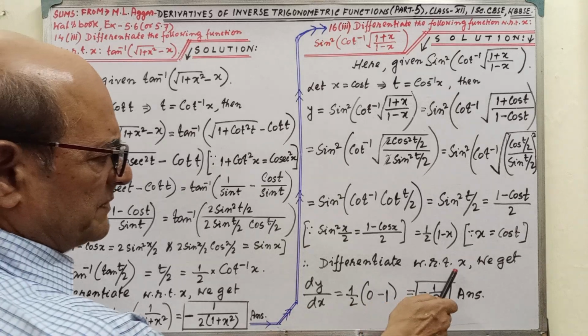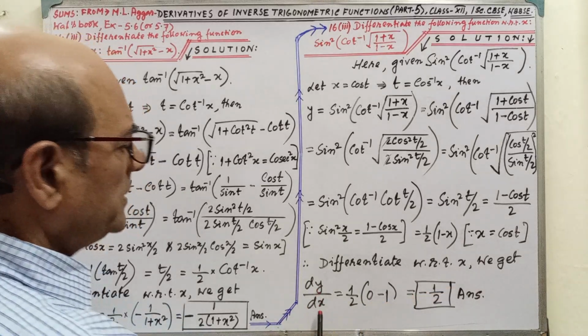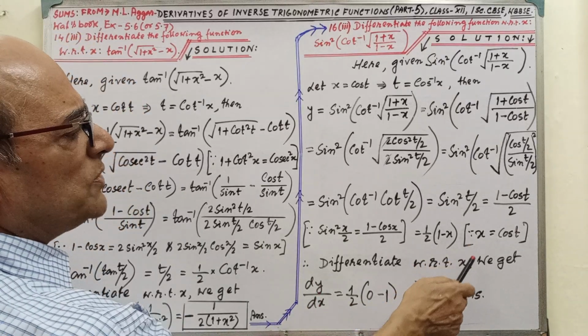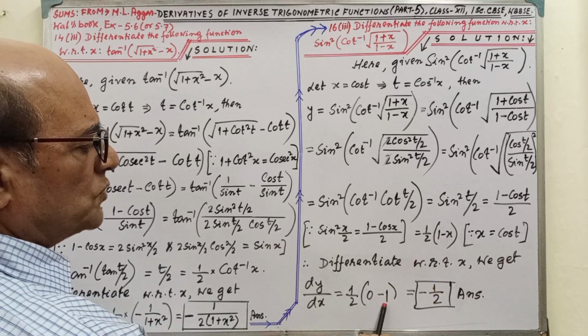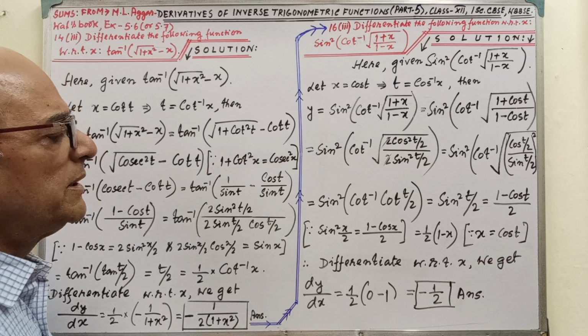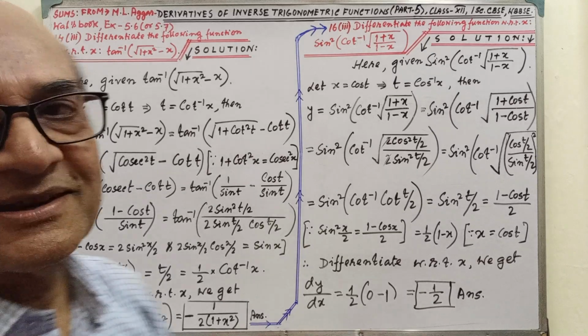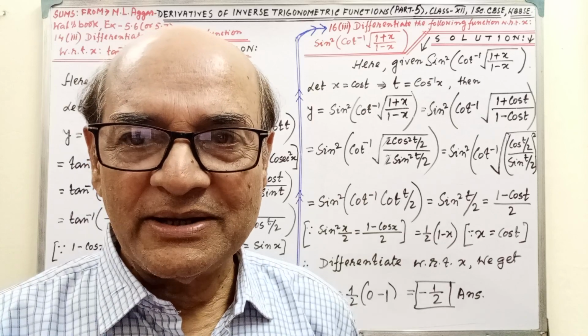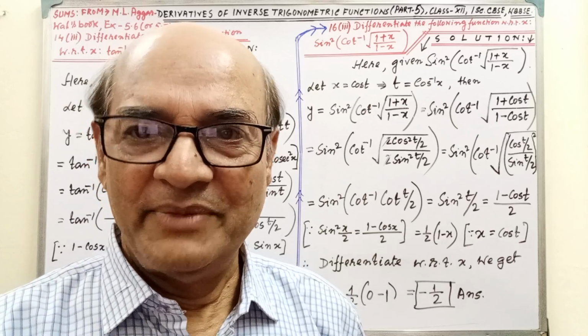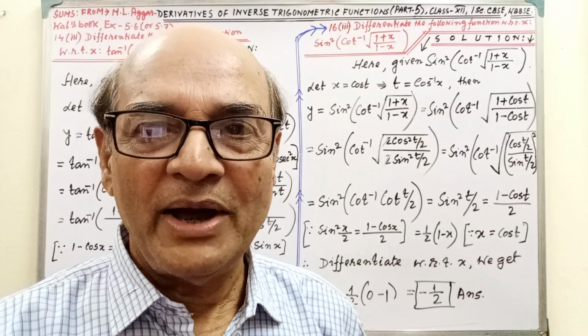Therefore, differentiate with respect to x, we get dy by dx. Differentiation of 1 is 0. Differentiation of x is 1, with the minus sign. So by simplifying, it is coming minus half. This is the answer. If you follow the steps attentively, then easily you will understand. Very simple, but you have to follow attentively only.